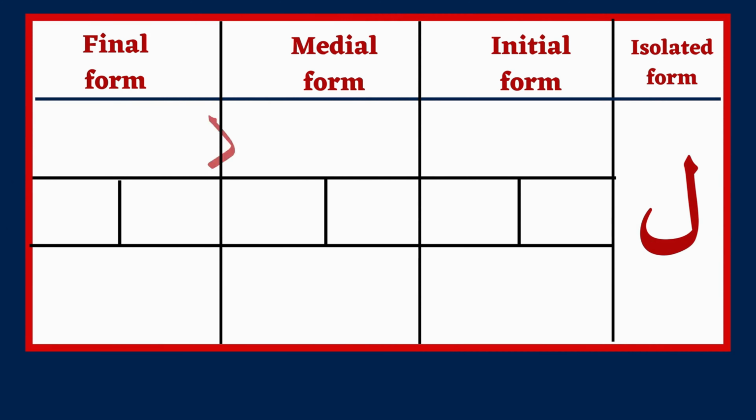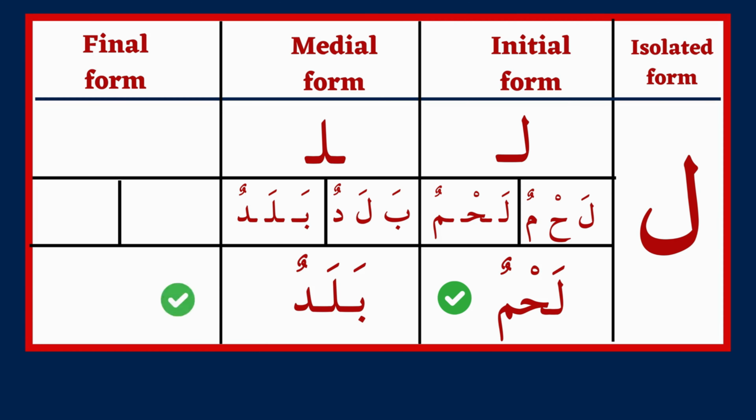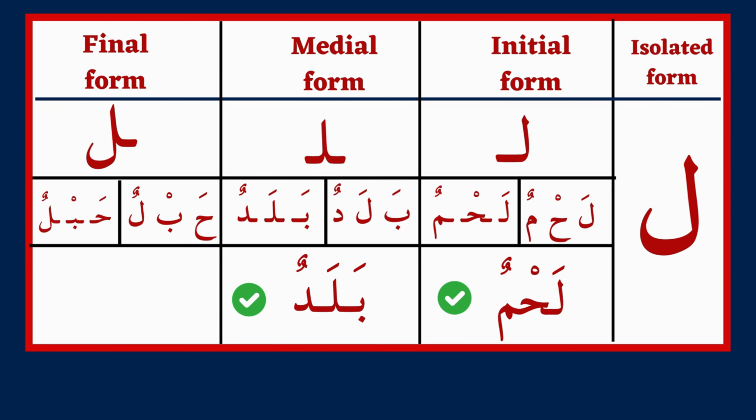Lam embraces connections from both the right and left sides. Initiating a word, it is illustrated as this, showcasing its openness for the next letter. In the middle of a word, lam is represented as this, maintaining its receptiveness on both flanks. Closing a word, lam takes the form of this, marking the end of the word.